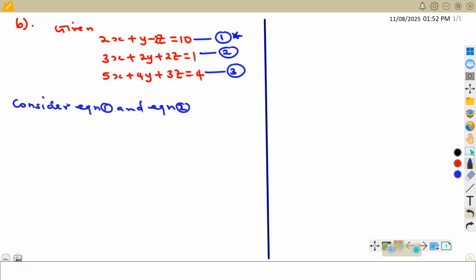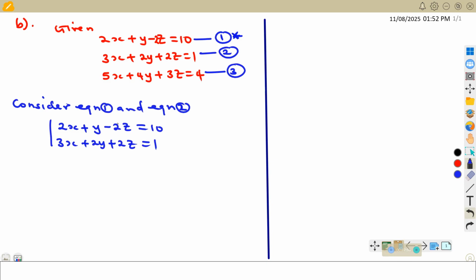So we consider equations 1 and 2, then again 1 and 3. Considering equation 1 and 2, equation 1 we have 2x plus y minus 2z, which is equal to 10. Here we have 3x plus 2y plus 2z, which is equal to 1. So from here you have to eliminate one of the unknowns.